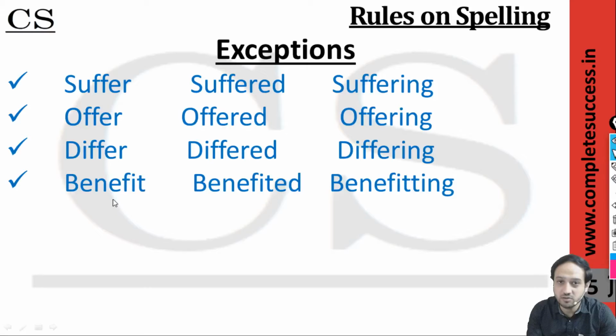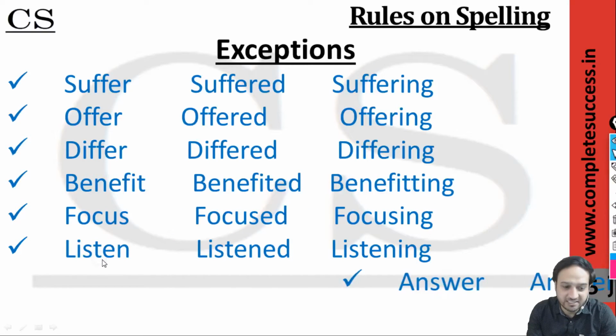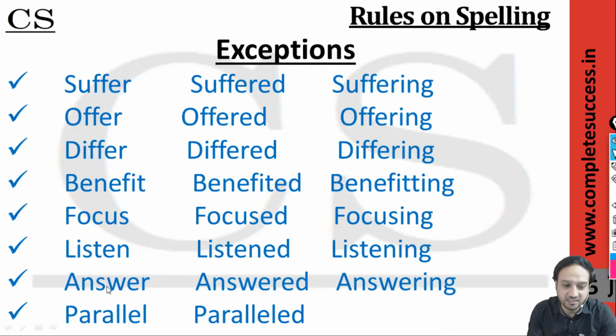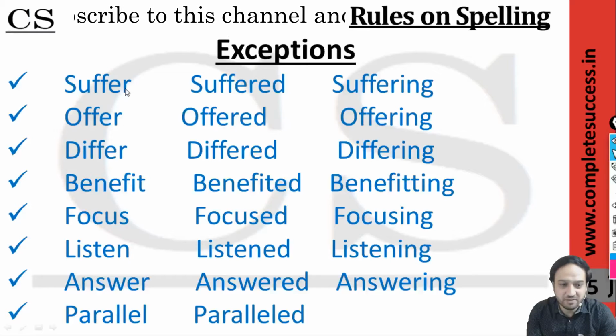There are some other words like benefit, focus, listen, answer and parallel. Now these are the words which, despite having a consonant as the last letter with a vowel before it, when we add ed and ing, we will not double the last consonant. So you can make note of these words.